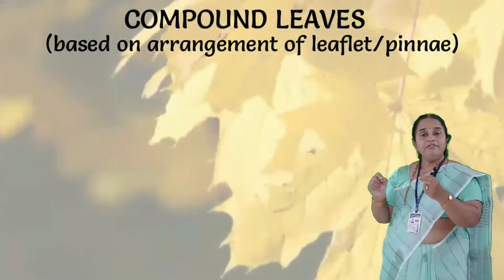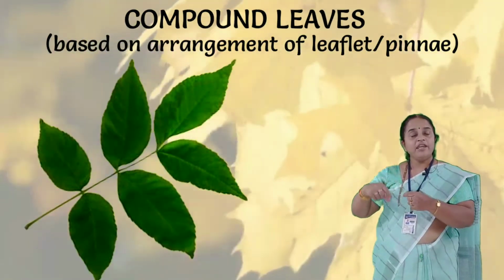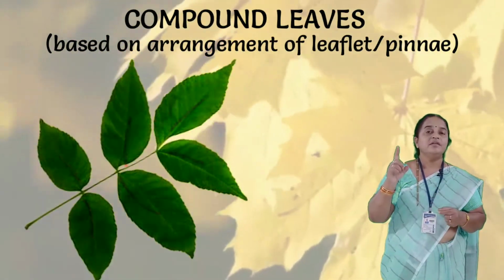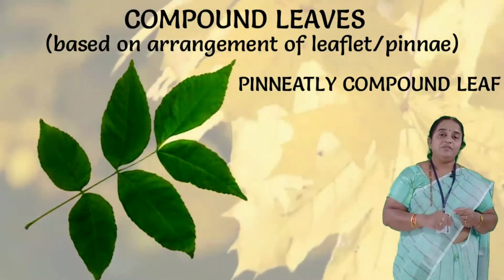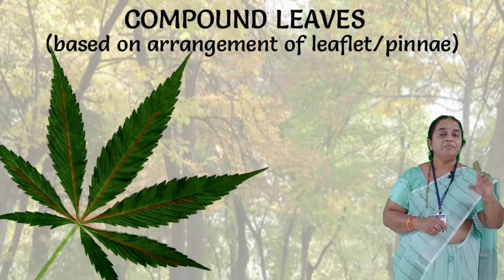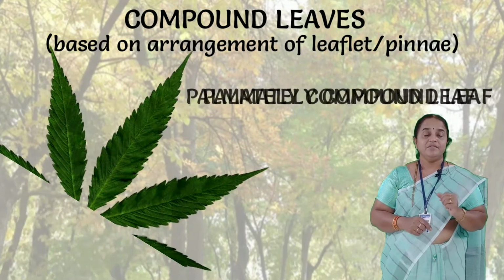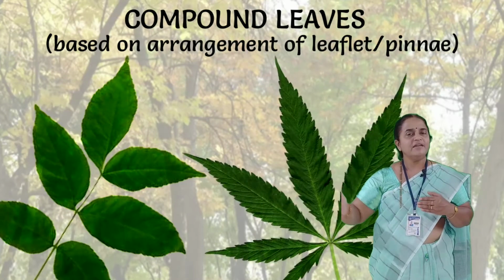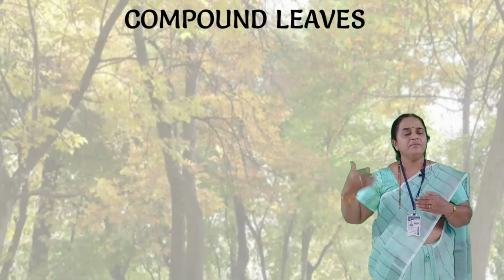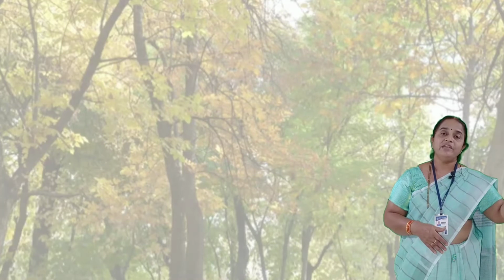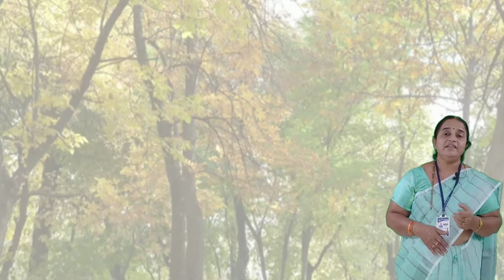If the leaflets are arranged on either side of the rachis in the form of 2 rows, it is called pinnately compound leaves. And if all the leaflets are brought to the apex of the rachis, it is palmately compound leaves. So compound leaves are either pinnately or palmately. They are further classified as unipinnate, bipinnate, tripinnate, then multipinnate, and here they are unifoliate, bifoliate, trifoliate, etc. We are not going into detail.